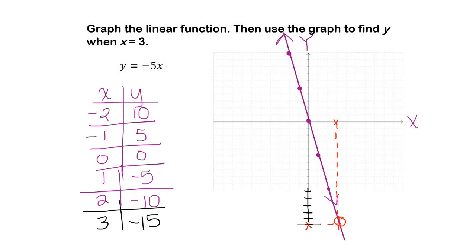And we could also see the pattern. Every single time the x is increased by 1, the y is decreasing by 5. And if this pattern continues, and it should because it's a linear function, then -10 minus 5 would be -15.